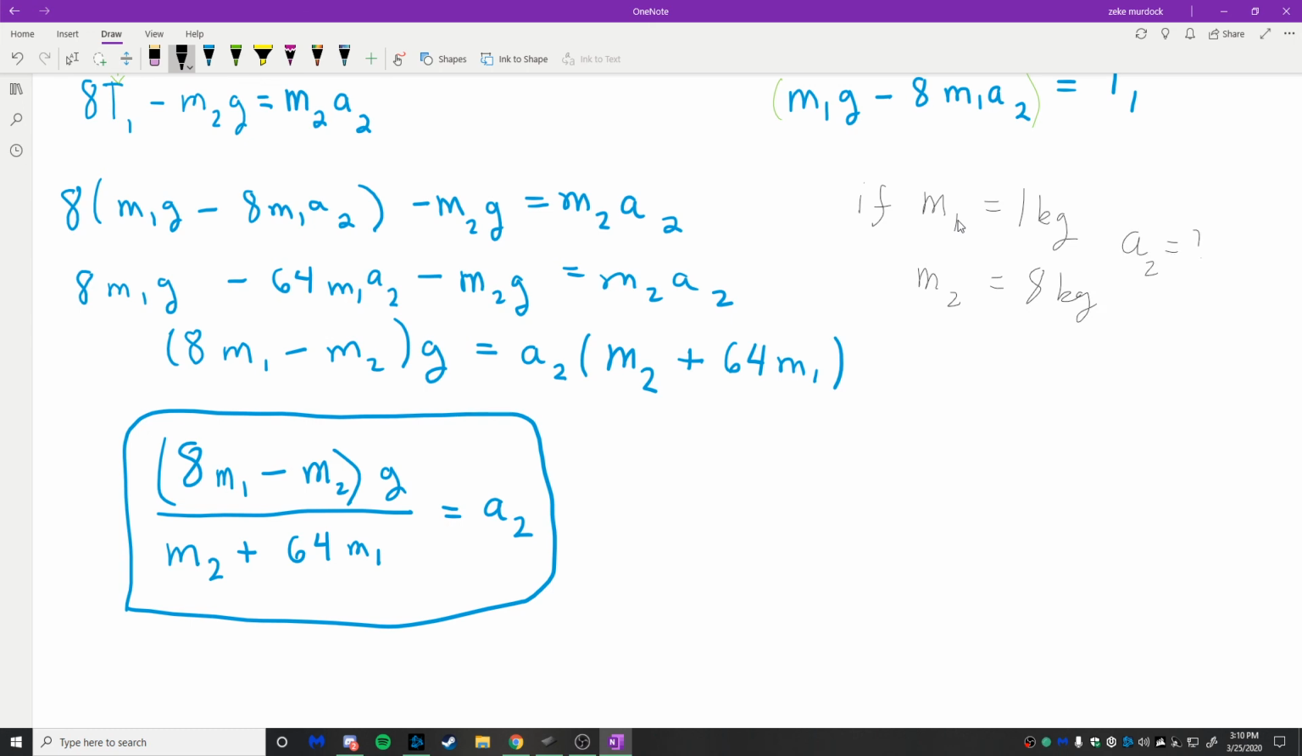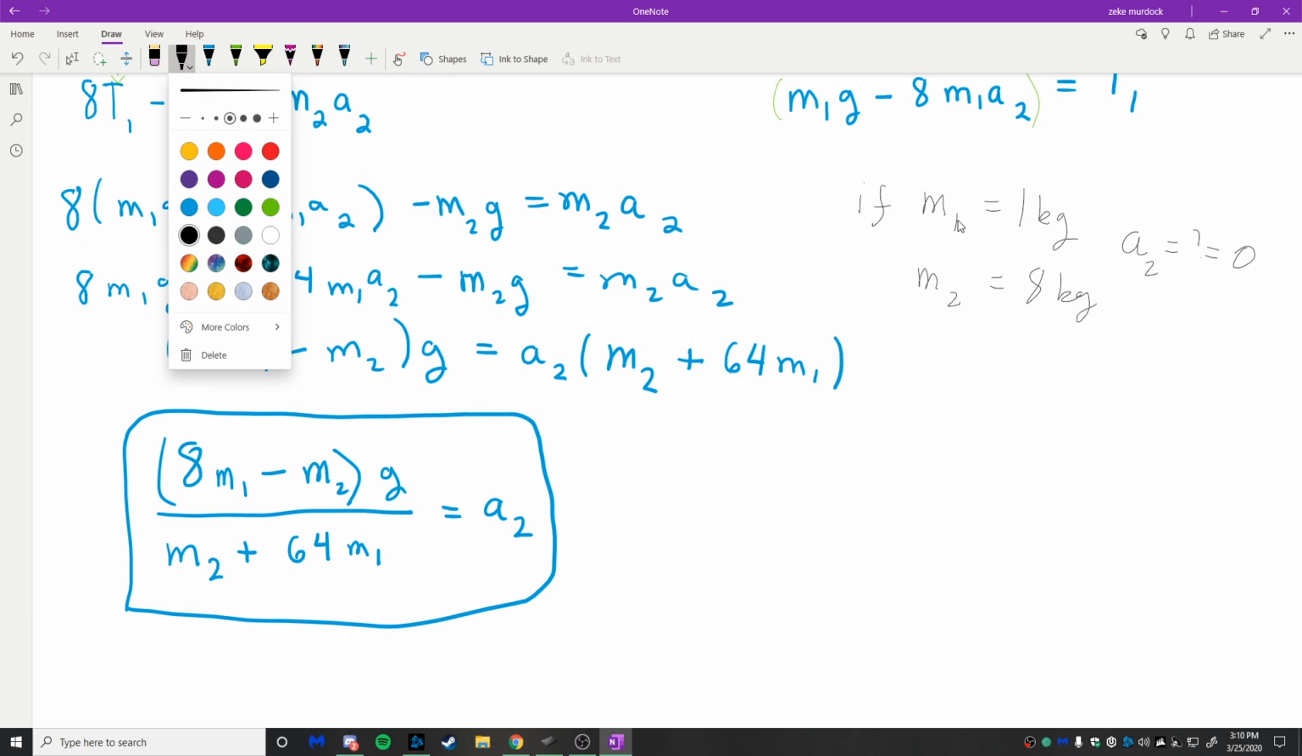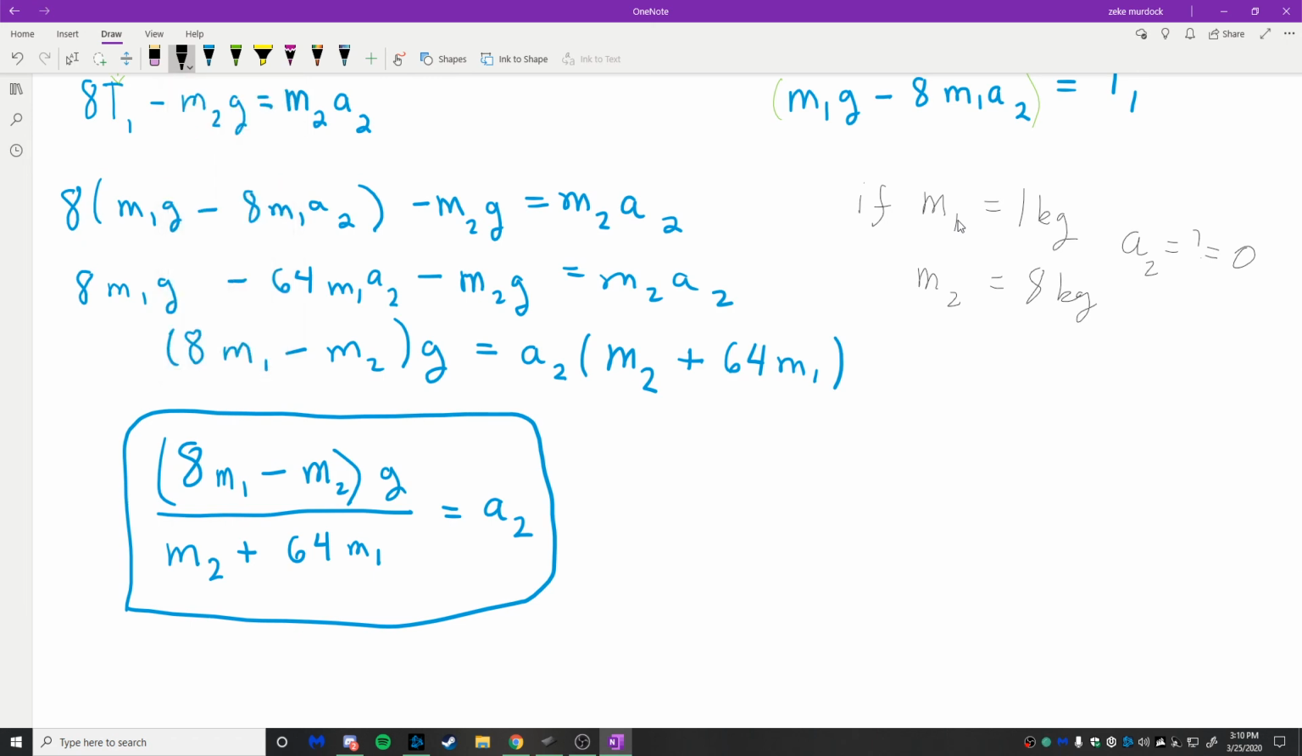Okay, what's the answer to this? If I make M1 equal to 1 kilogram and M2 equal to 8 kilograms, what's the acceleration going to be? We know that it's 0 here, right? Do you notice how it comes out in the final equation? Let's talk about what this equation says. Whatever mass M1 is, 8 times that, 8 times mass 1 minus mass 2 times gravity, that's the biggest factor in determining what's going to happen. So mass 1 contributes 8 times as much to what happens in the situation. Does that make sense?